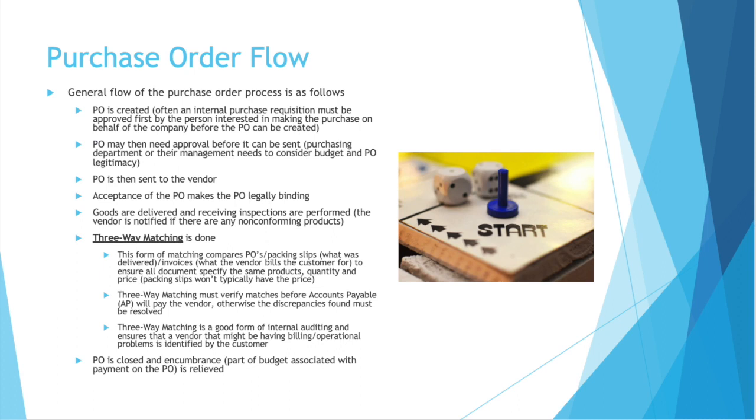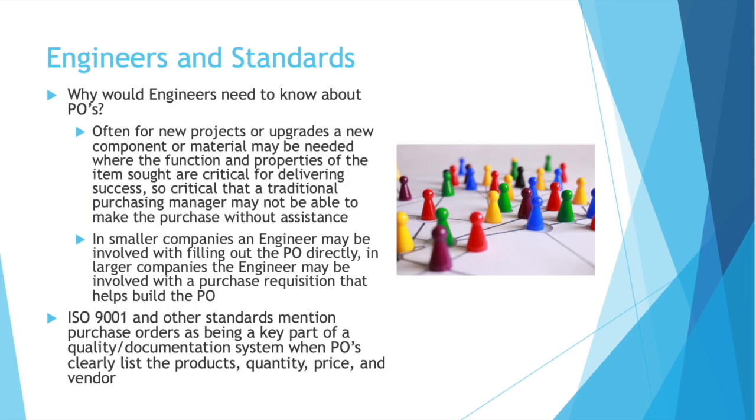The final step in the purchase order flow will be the PO being closed, and the encumbrance, the part of the budget associated with that purchase order, will be relieved and available for the company again. So I mentioned it before, but why would engineers need to know about POs? Often for new projects or upgrades, a new component or material may be needed, where the function and properties of the item sought are critical for delivering success. So critical that a traditional purchasing manager may not be able to make the purchase without assistance from the engineer.